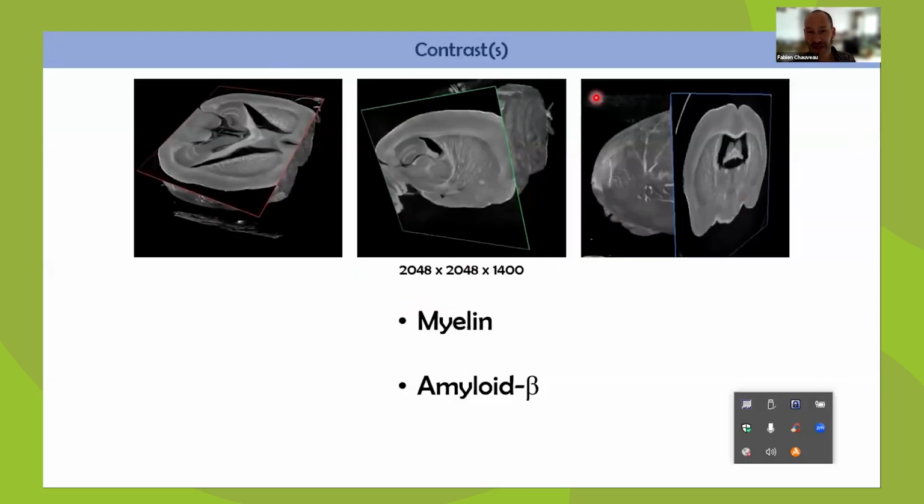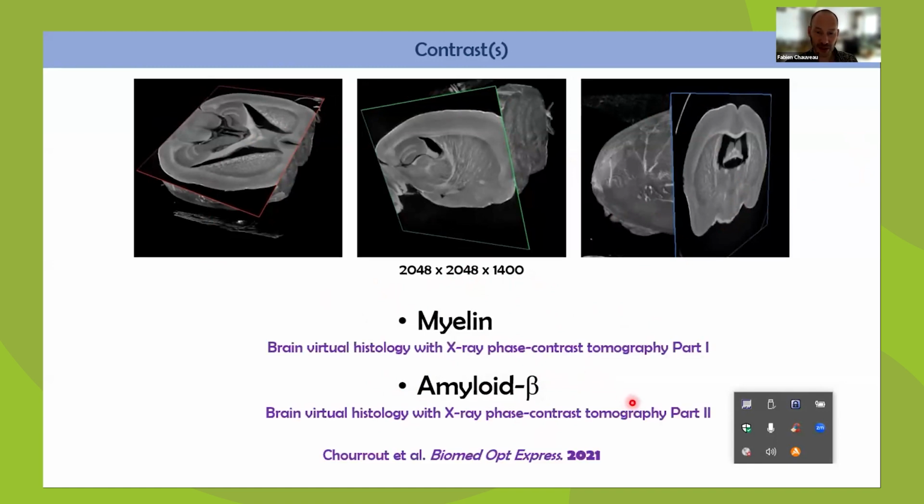So this is the type of image you end up with, and I will show you two different structures that we chose to study. The first part will be dedicated to myelin, the study of the white matter in the brain. And the second part will be dedicated to the amyloid beta plaques that you have in Alzheimer's disease. Most of the data that I'm going to show is from a pair of papers that was published 3 years ago in Biomedical Optics Express.